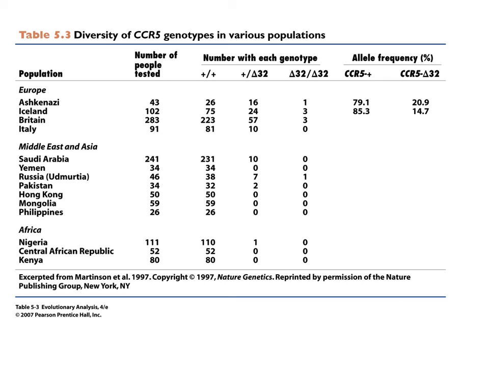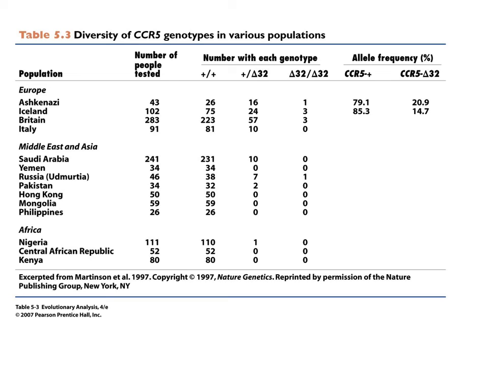You can go through and do that same thing with the Icelandic population, the British population, Italian, all the way through. If you look down at the Yemeni population in the Middle East, you see that there are 34 individuals, and 34 individuals are homozygous for the wild type. Therefore, the frequency of the wild type allele in that population would be 1, or 100%, and the frequency of the delta 32 would be 0. You can use this table and go through and calculate those allele frequencies.